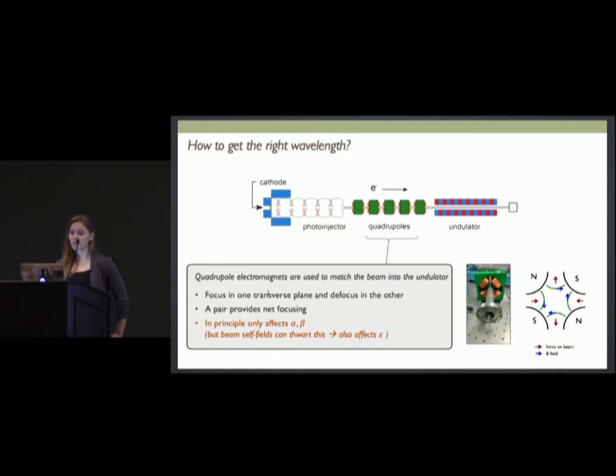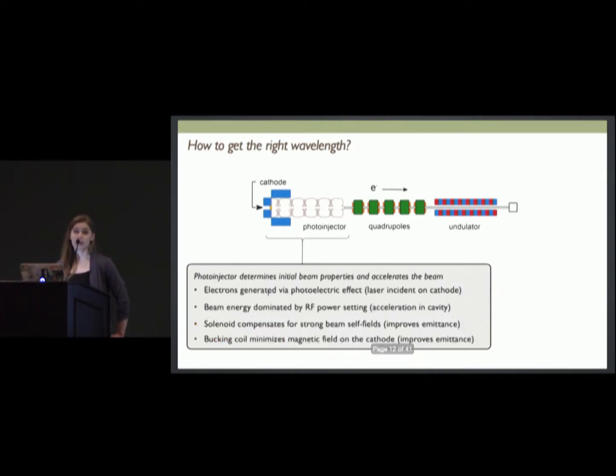The way that you achieve those parameters right in front of the undulator is by adjusting quadrupole electromagnets. These are focusing in one plane and defocusing in the other. If you have a beam that does not have strong self fields, so the individual electrons in the beam are not interacting that much with each other, then in principle that only affects the beam size and divergence. But in this system, and in any system where those self fields are significant, it also affects the emittance significantly.